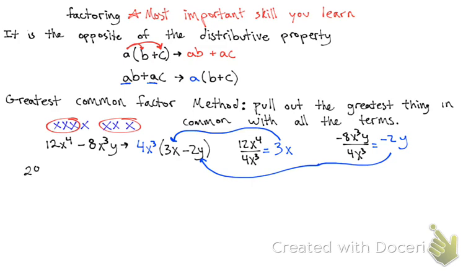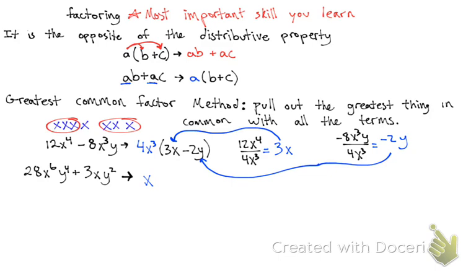Alright, so let's try another one. So we have 28x^6y^4 + 3xy^2. So you're looking at both 28 and 3. You're trying to see what you can divide both of those by. The greatest thing you can divide 28 and 3 by is 1. So you don't do anything with that. But with the x's, the first one has 6 of them, the second one only has 1. So therefore, the greatest thing you can take out is 1x.